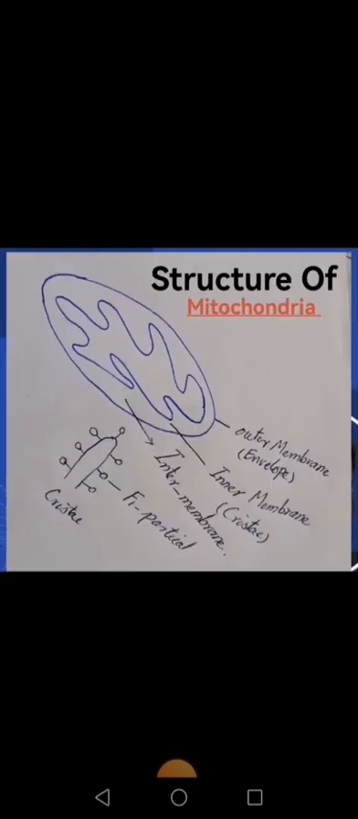Now this is a typical sausage-like shape of the mitochondria in which the outer membrane is very smooth. It is also called the envelope, while its inner membrane is not smooth. It is folded and forms cisternae, while the space between the inner membrane and outer membrane is called the intermembrane space. Now you can observe here the intermembrane space. It is a space between the inner membrane and outer membrane.